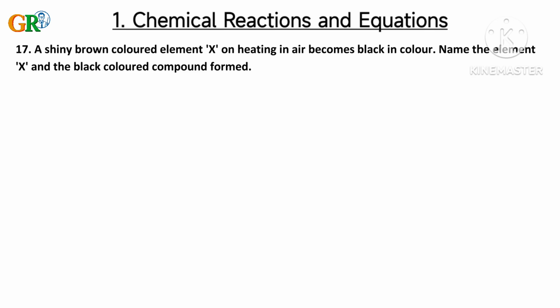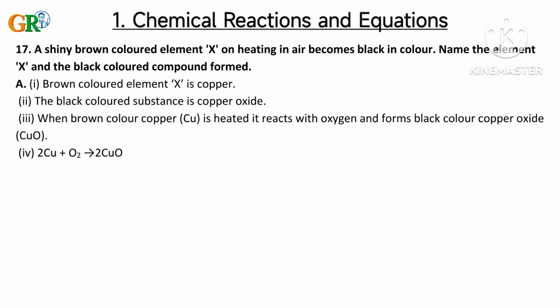Next, 17th question. A shiny brown colored element X on heating in air becomes black in color. Name the element X and the black colored compound formed. Brown colored element X is copper. The black colored substance is copper oxide. When brown colored copper is heated, it reacts with oxygen and forms black colored copper oxide CuO. 2Cu plus O2 gives rise to 2CuO.